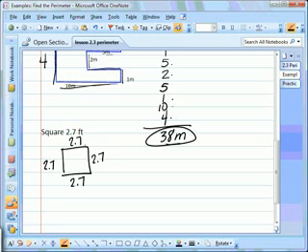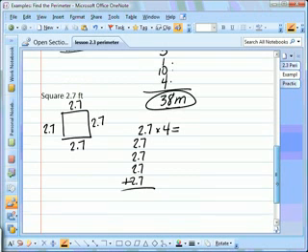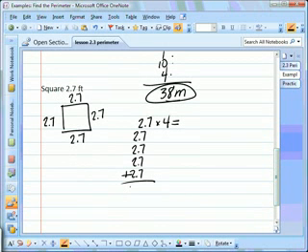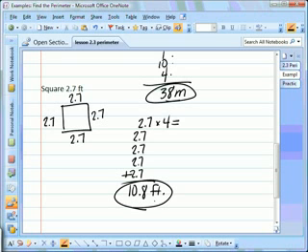All right, now I know 2.7 is the same on all 4 sides, so I could take 2.7 times 4 and get my answer. Or I could do what we've been doing and write 2.7, 2.7, 2.7, 2.7, and add them all up. Either way, I'm going to get the same answer, which is 10.8. I put my unit of measure of feet on there, and I've got my answer, 10.8 feet.